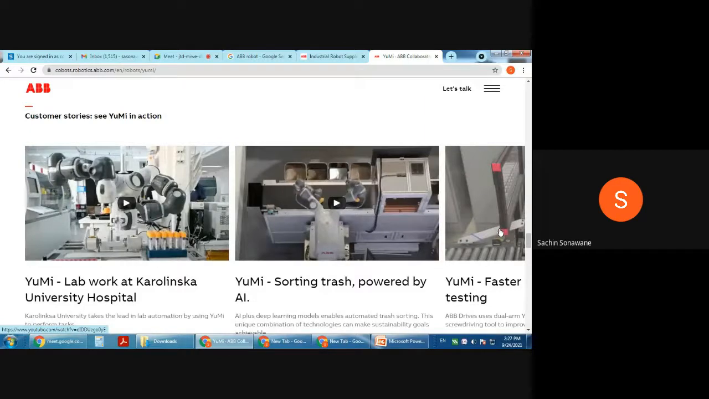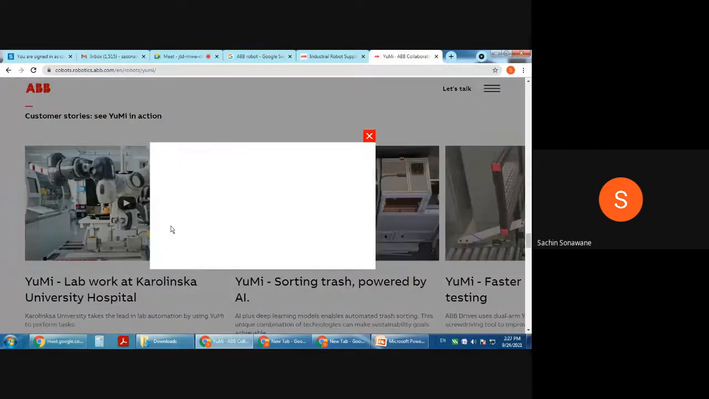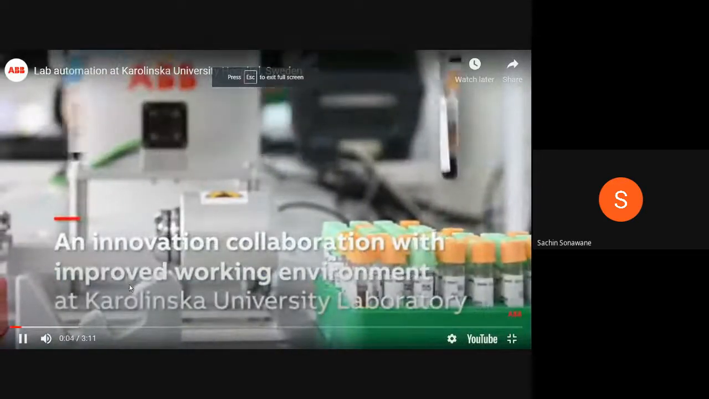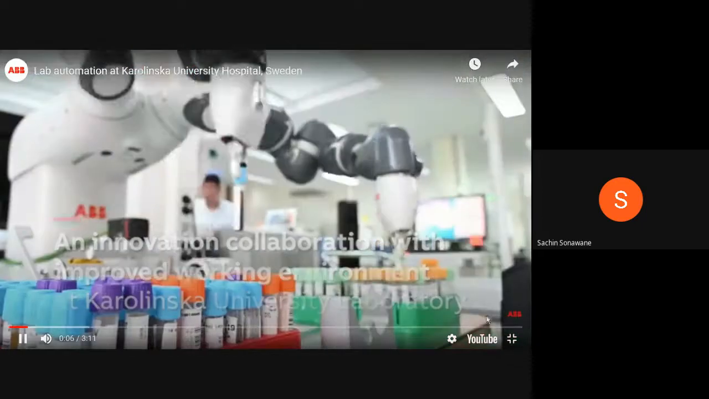See that how robots are used in hospitals. Location: Karolinska University Laboratory.